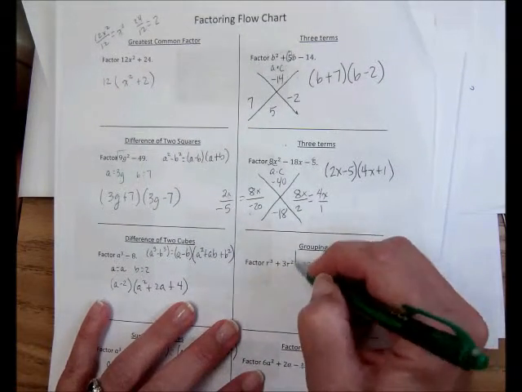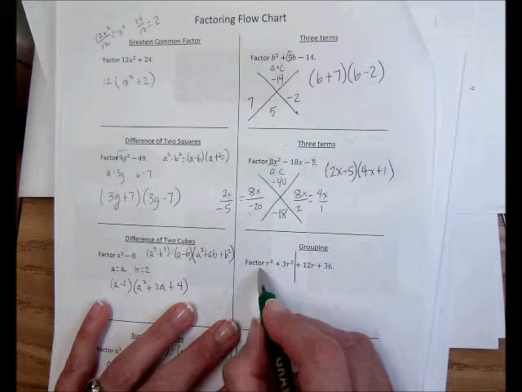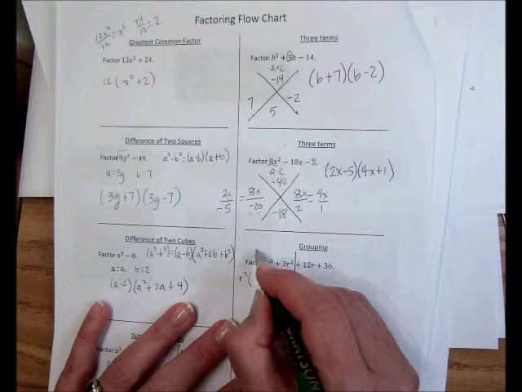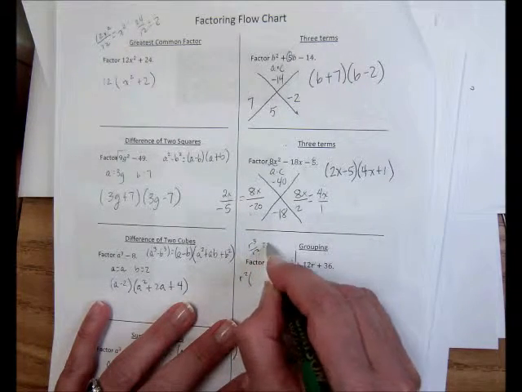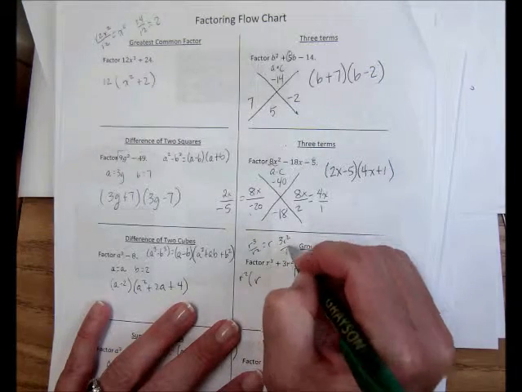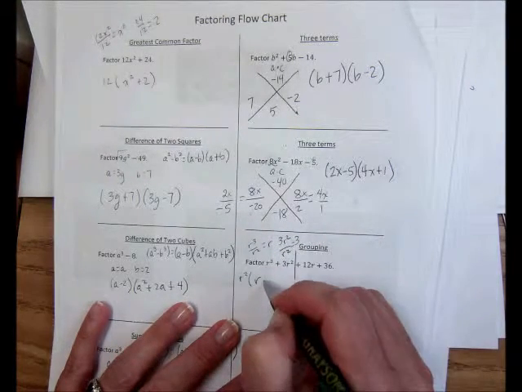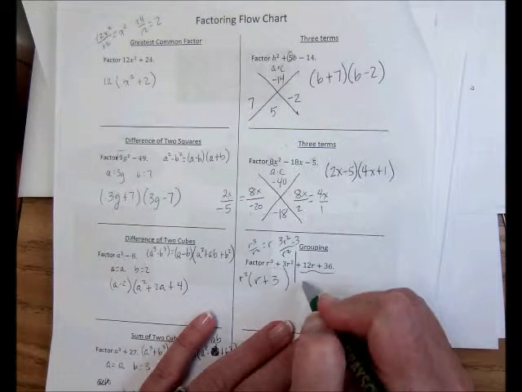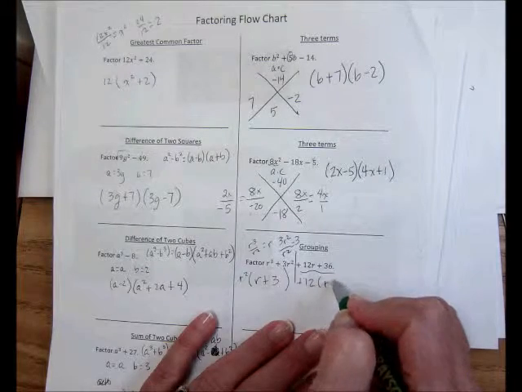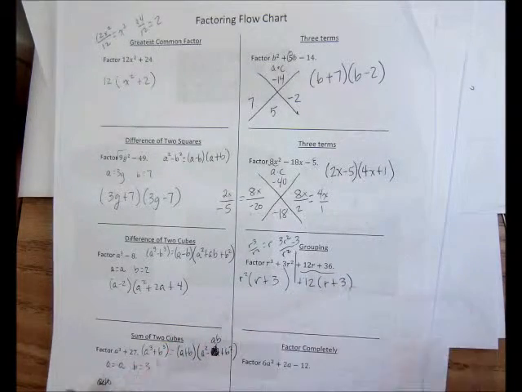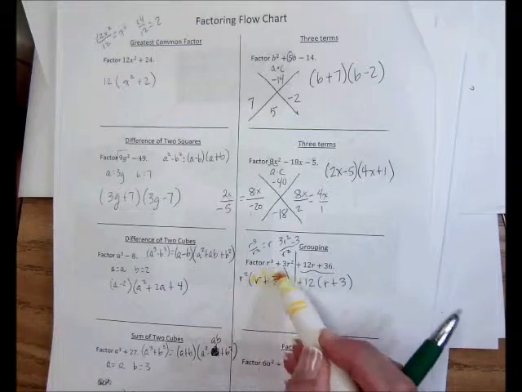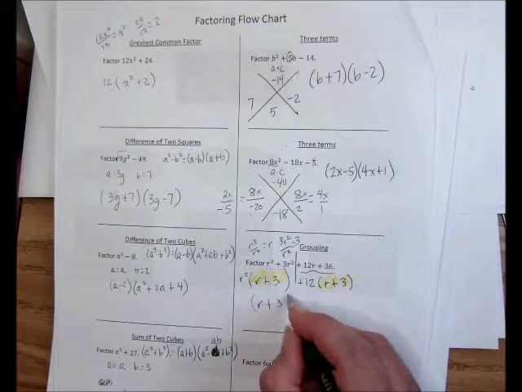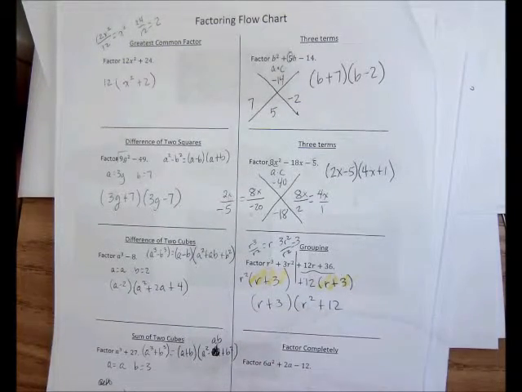The next thing that we talked about today in class is grouping. I group my first two terms and see that my common factor is r squared. When I divide r cubed by r squared, I'm left with r, and then 3r squared divided by r squared, I'm left with 3. The same thing over here, I see what's common between 12r and 36, and it's a positive 12. When I factor it out, I'm left with r plus 3. Then I see that both of my terms have an r plus 3, so I can factor those out, and then I'm left with r squared plus 12.